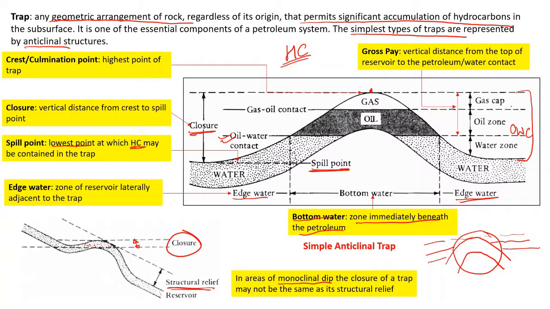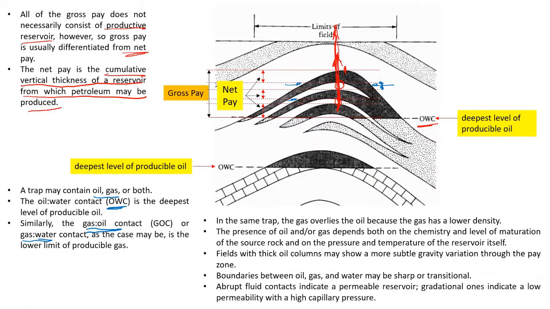then here you see this is the gas oil contact, and this is the oil water contact. But let us suppose that this is only gas, so this OWC will become GWC, gas water contact. So as the case may be, the contact between the hydrocarbon and water will be the deepest level of producible hydrocarbon. The gas water contact will be the deepest level of producible gas. In the same trap, as I have told you, the gas overlies the oil because it has a lower density.